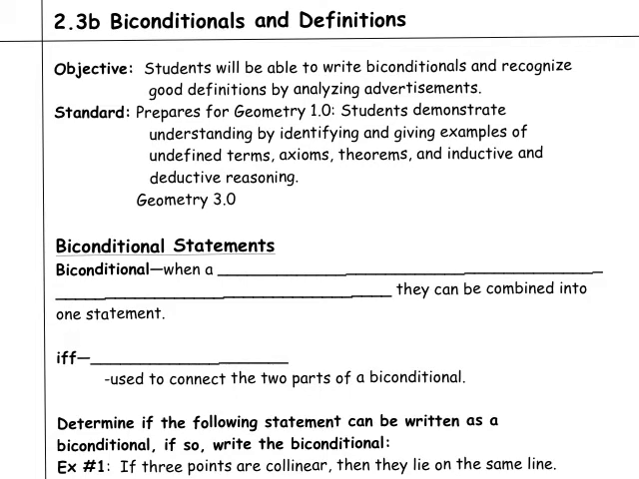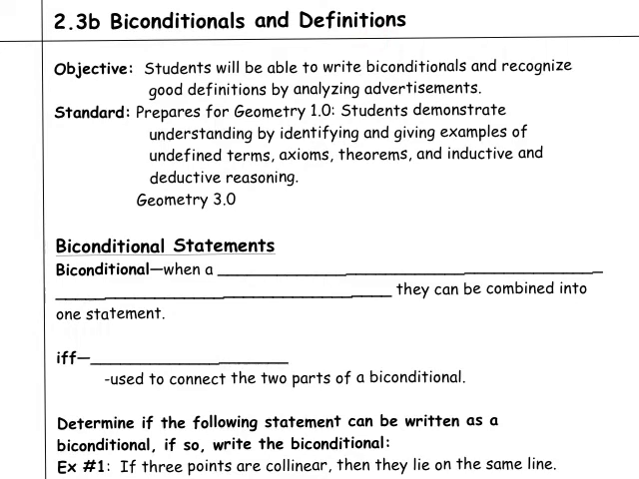Okay, here's 2.3b, biconditionals and definitions. Objectives. Students will be able to write biconditionals and recognize good definitions by analyzing advertisements. Well, we already did that kind of yesterday or last class, but basically what we're going to do is just go over what biconditionals and good definitions are in today's notes.